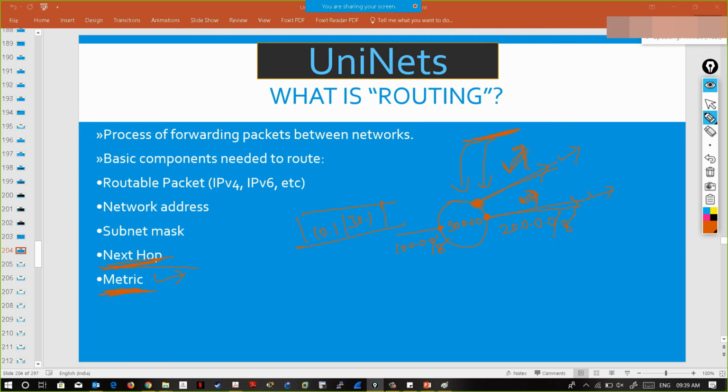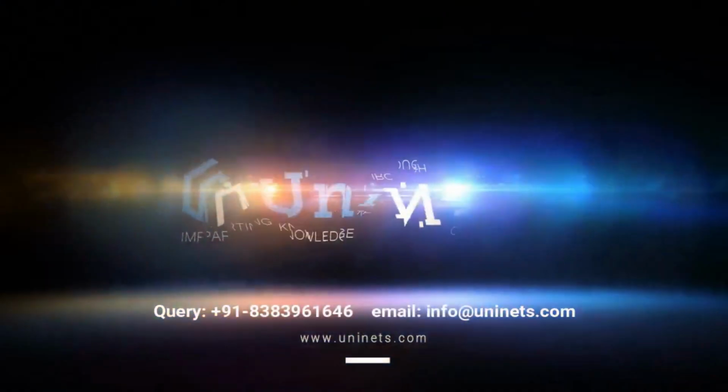So these are the components: one is a routable packet, another is the destination, the subnet mask, what is the next hop to reach that destination, and what is the metric of that route.